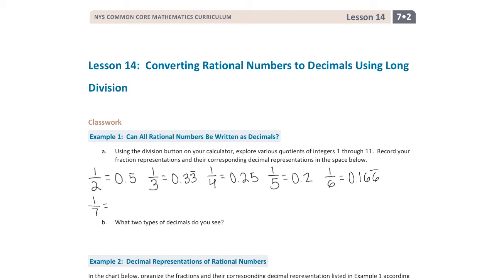Type in 1 divided by 7 on your calculator. Now this answer is a little different compared to most that we've had. We come up with 0.1428. I realize there are numbers to follow that, but we will just stop there. Let's do 1/8. Type in 1 divided by 8. And your answer should be 0.125. Let's do 1/9.